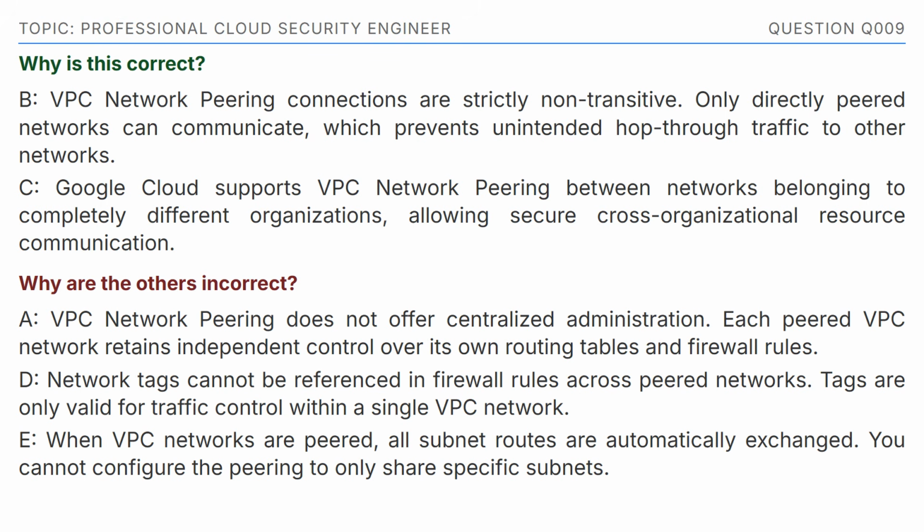Why are the others incorrect? A. VPC network peering does not offer centralized administration. Each peered VPC network retains independent control over its own routing tables and firewall rules. D. Network tags cannot be referenced in firewall rules across peered networks. Tags are only valid for traffic control within a single VPC network. E. When VPC networks are peered, all subnet routes are automatically exchanged. You cannot configure the peering to only share specific subnets.